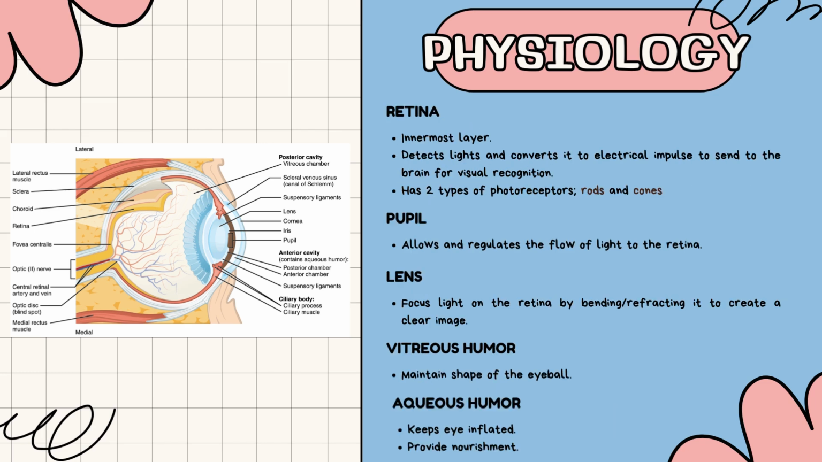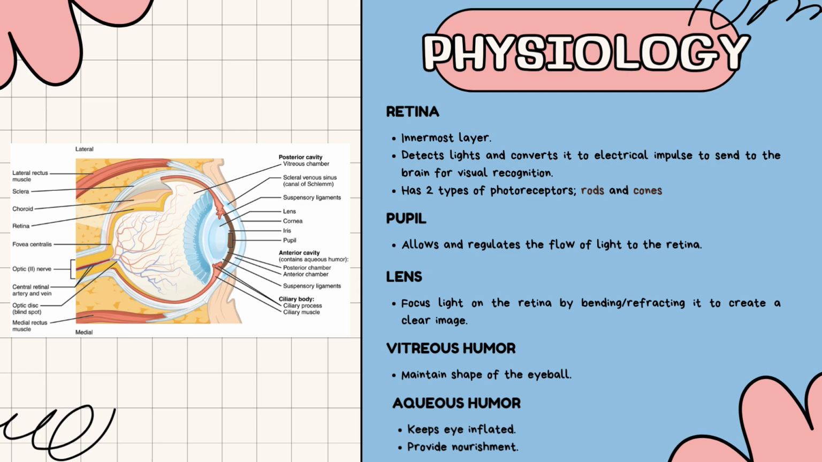For the deep layer of the eye, it consists of the retina. It detects light and converts it to electrical impulses to send to the brain for visual recognition. It has 2 types of photoreceptors, which are cones and rods. Rods are responsible for low light vision and are not able to detect colors. Cones are responsible for bright light vision and are able to detect colors. There are 3 types of cones, which are named after the color they absorb best, which are red, green, and blue.